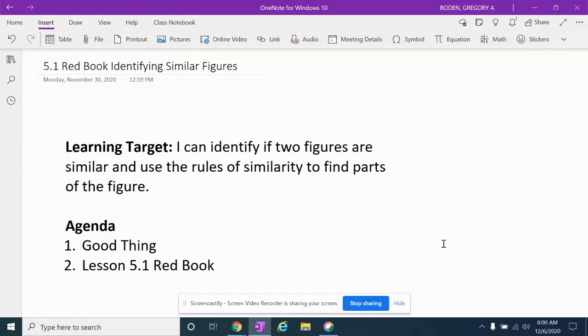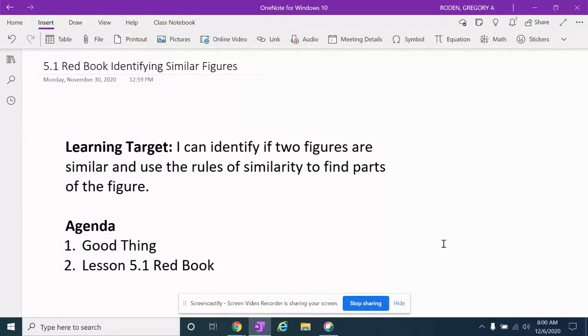So first of all, our agenda is pretty simple. Our learning target is I can identify two figures that are similar and use the rules of similarity to find parts of the figure.